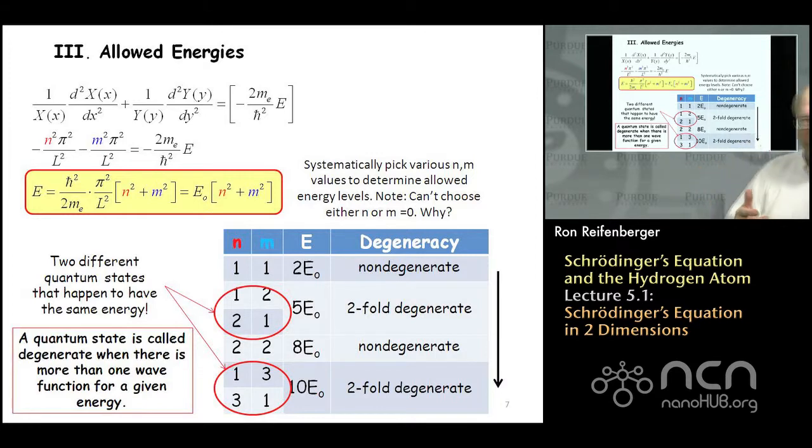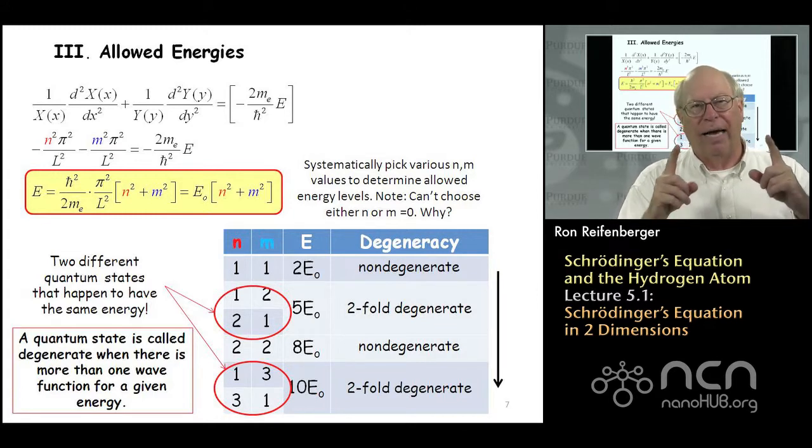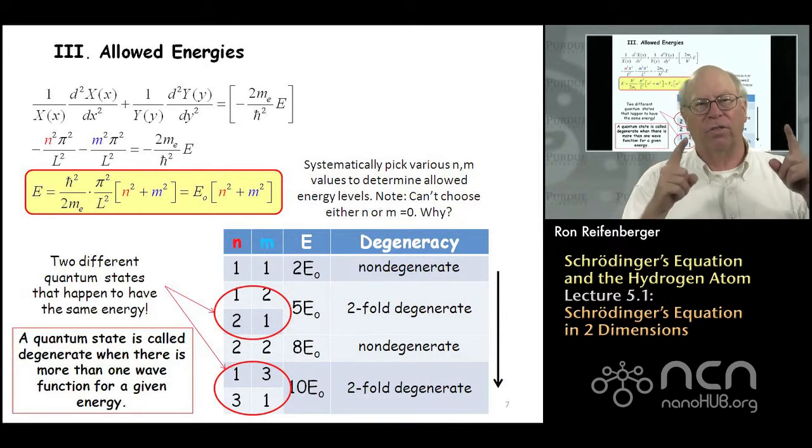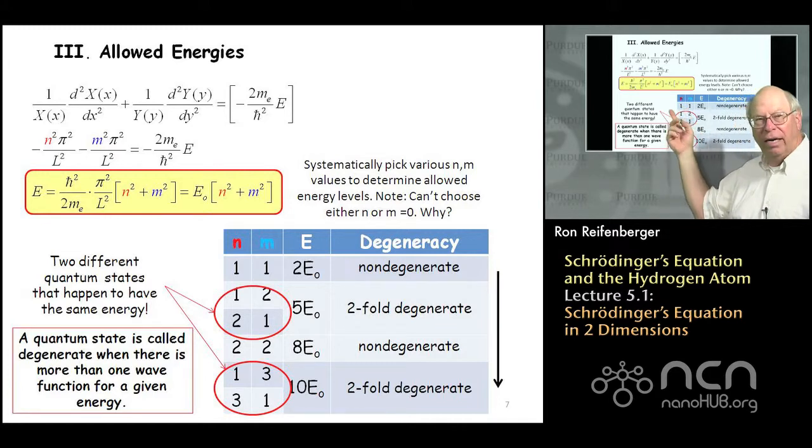It's not possible to have n equals 0 or m equals 0 because those choices don't satisfy boundary conditions. So it's important to realize that the range of the quantum numbers depends on each system that you consider. In this case, it's not possible to have n and m start from 0; n and m have to start from 1. That implies that the lowest energy the particle can have in this system is equal to 2E0, and of course you get that by putting n and m into this equation.